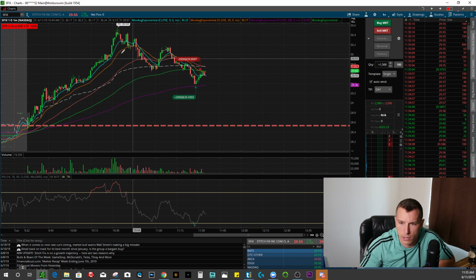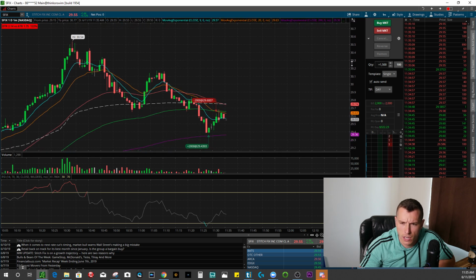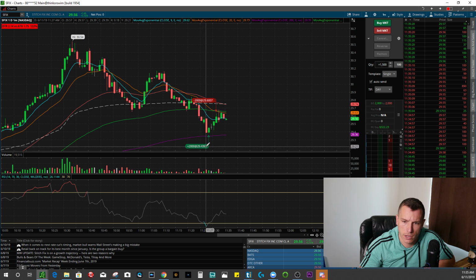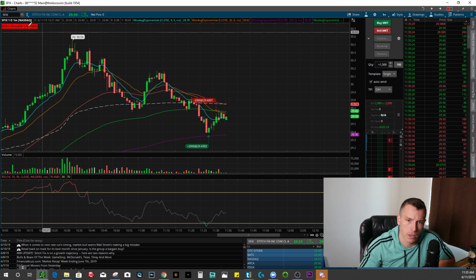I keep zooming in and out like an idiot trying to get it, but it's not working the way I want it to. Anyways, we get in here in a counter trend trade, bounce, 2,000 shares, $29.43 was the price I got in at, and took the shares off at $29.60. So made about 17 cents on 2,000 shares there, coming out to a profit of $3.22.